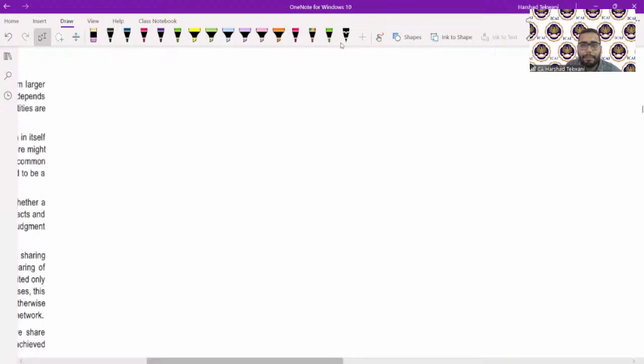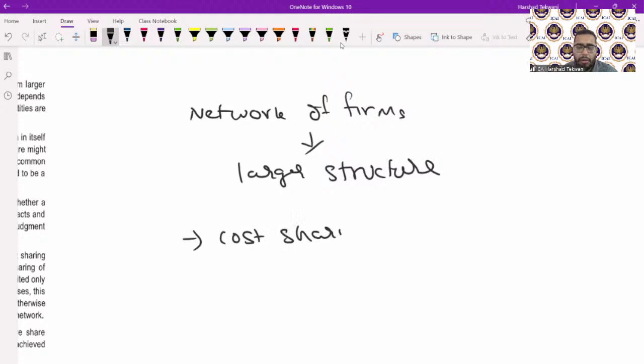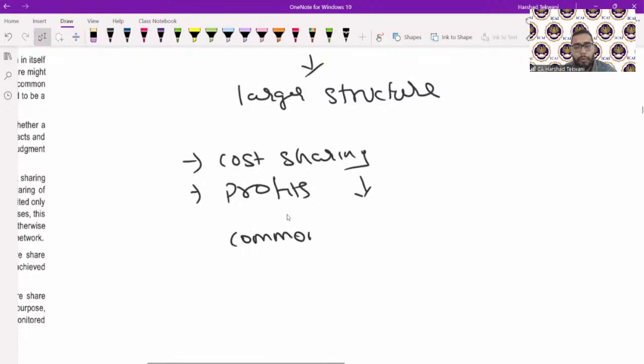So when I say network of firms, it is a larger structure for cost sharing, or increasing their profits. But again, when I say cost sharing, what it can mean is using a common pool of resources. For example, let's say I have audit documenting software. I have purchased audit documenting software. Now, software is costly. So 3 or 4 firms together decide that one person will purchase the audit documenting software, multi-license, and all will use it, a common pool.